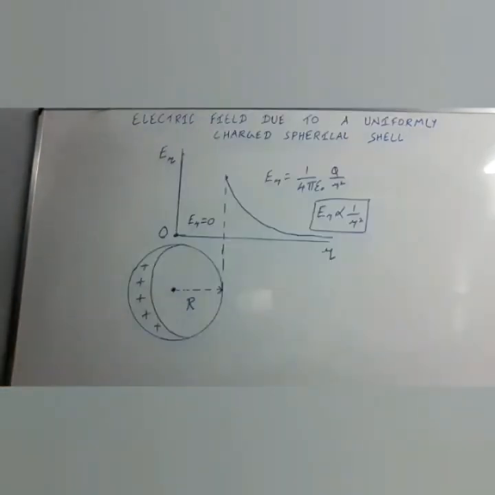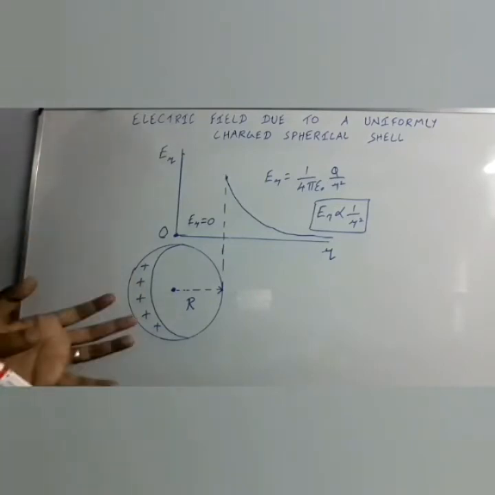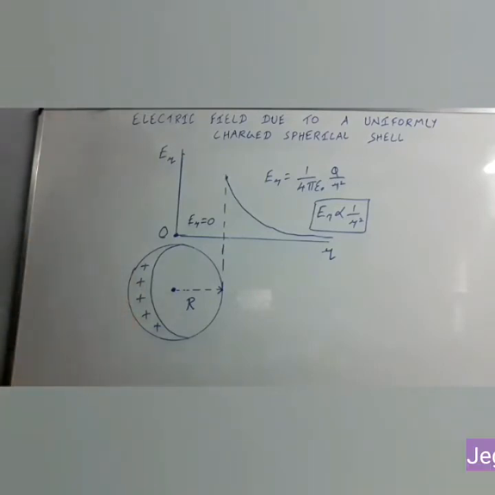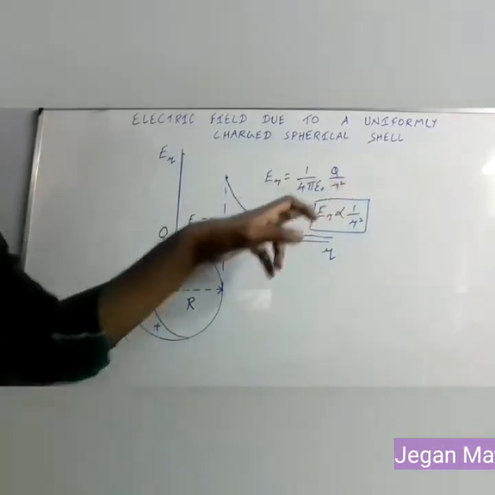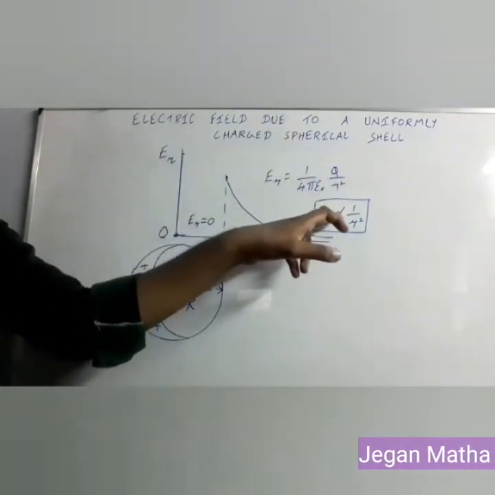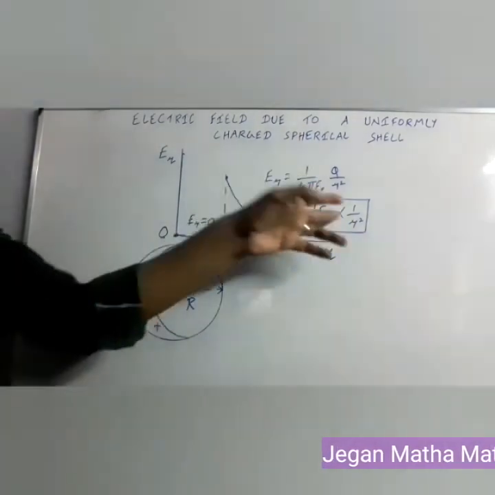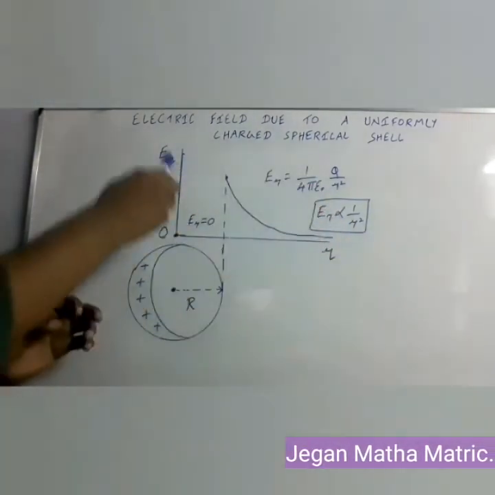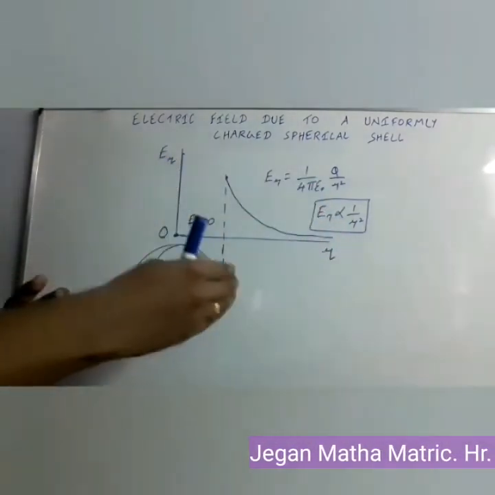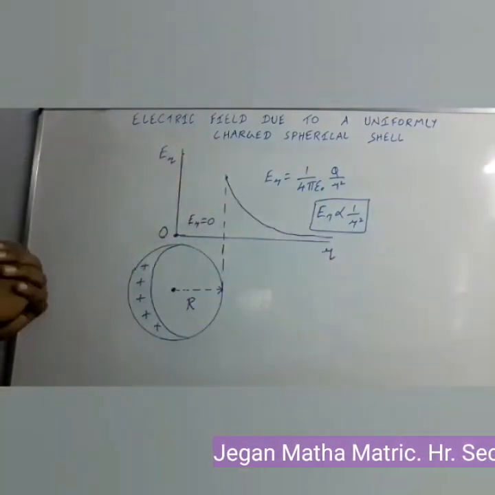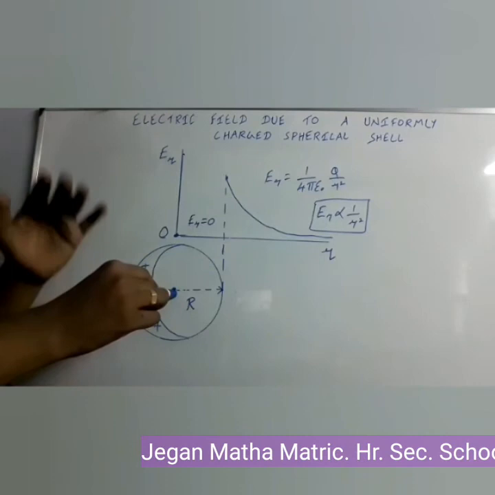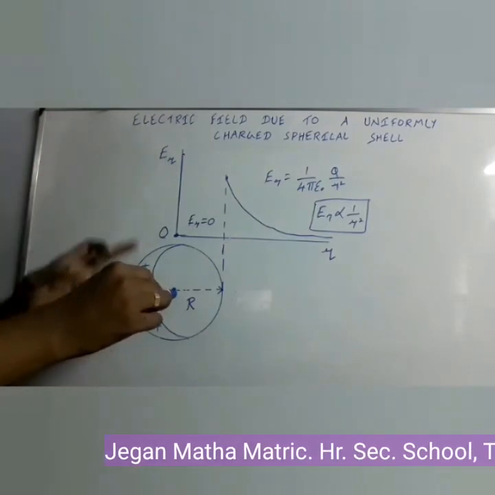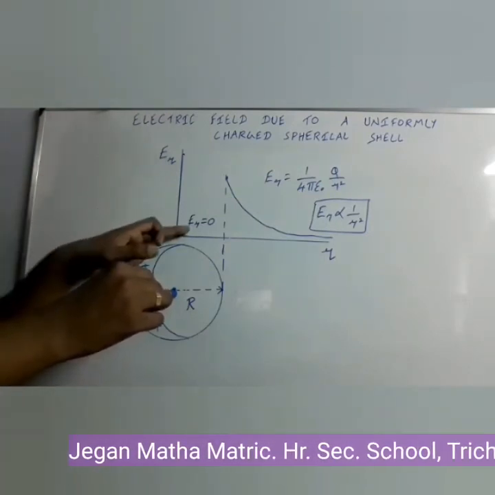From the three cases, we can understand the electric field which is given by the charged spherical shell depends on the distance. Here I have written the expression E equal to 1 by 4 pi epsilon naught, q by r square. This shows the electric field is inversely proportional to the square of the distance. This graph will help you to understand the relation between the distance and the electric field. Here I am going to keep the point at the center of the sphere. According to the third case, there will be no electric field inside the sphere. E is equal to 0 here.